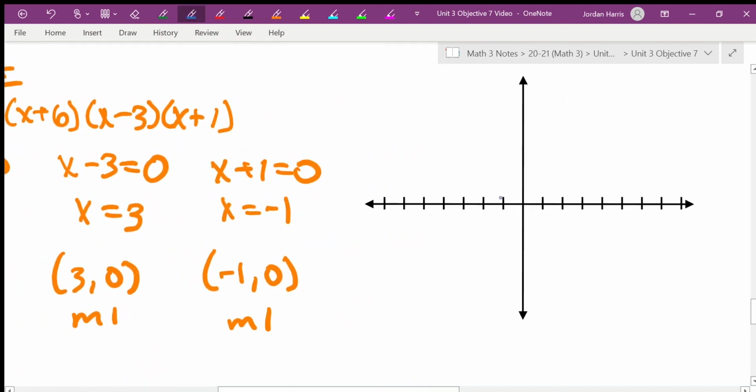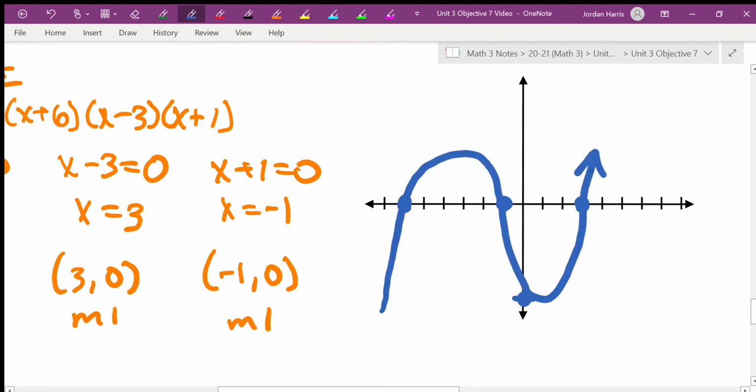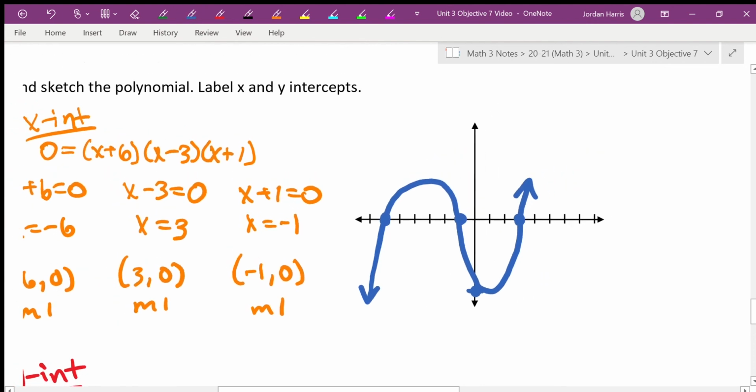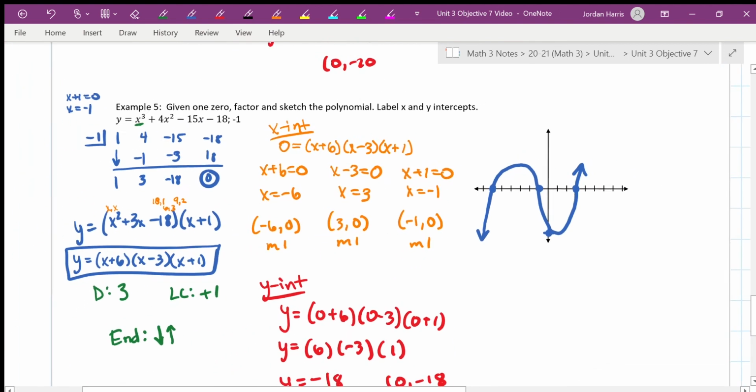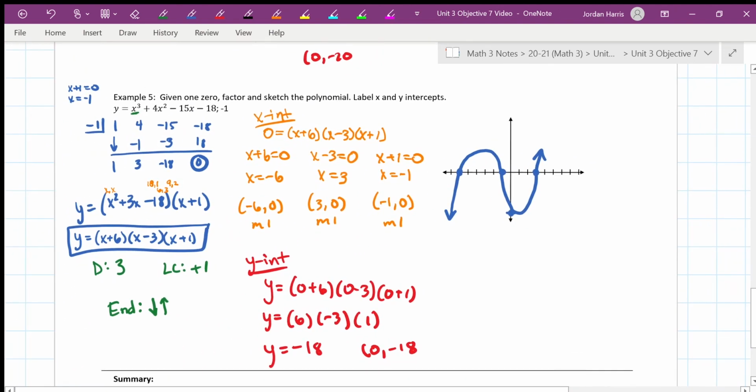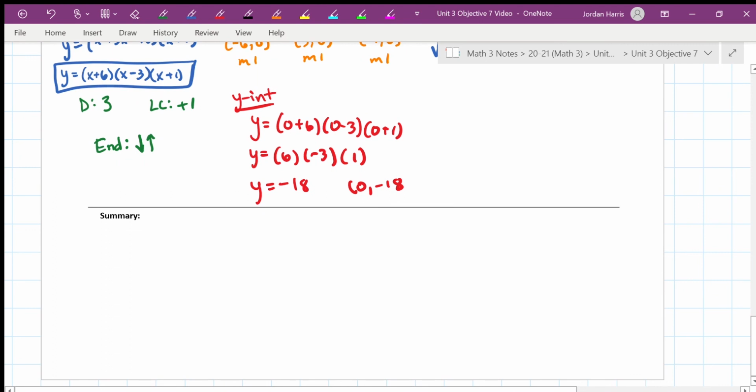So negative 6, 1, 2, 3, 4, 5, 6, negative 1, positive 3, with a negative 18 of y-intercept. Starts low, ends high. And there we have it. Okay. So write your 3-sentence summary.